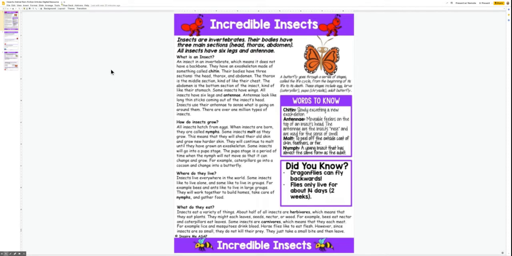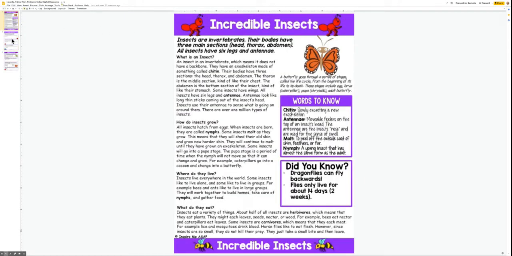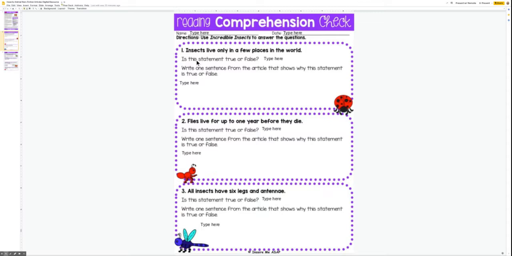Very interesting. Okay, I'm going to go to this second slide, and we're going to talk about what I want you to work on. This is the reading comprehension check. What that means is, do you understand what we just read? You're going to use the incredible ants article to answer the questions. Please go back to the article to help you understand what you are reading and to find your evidence.